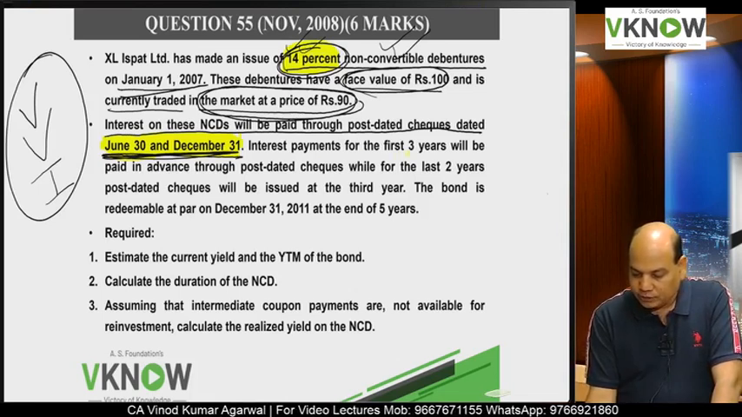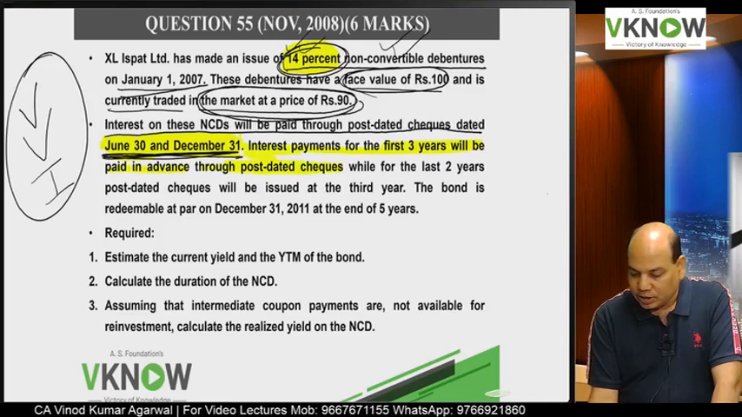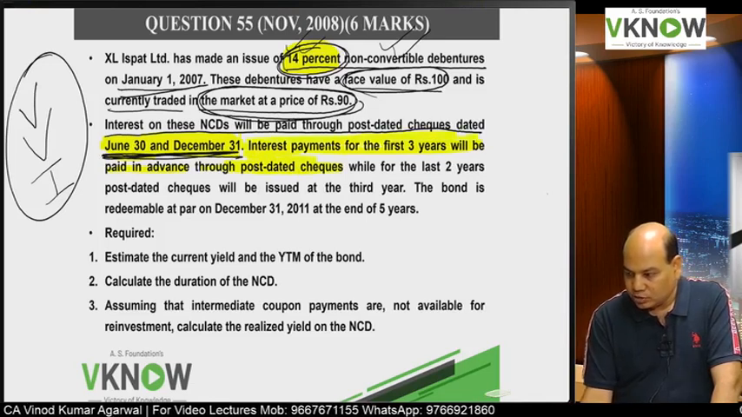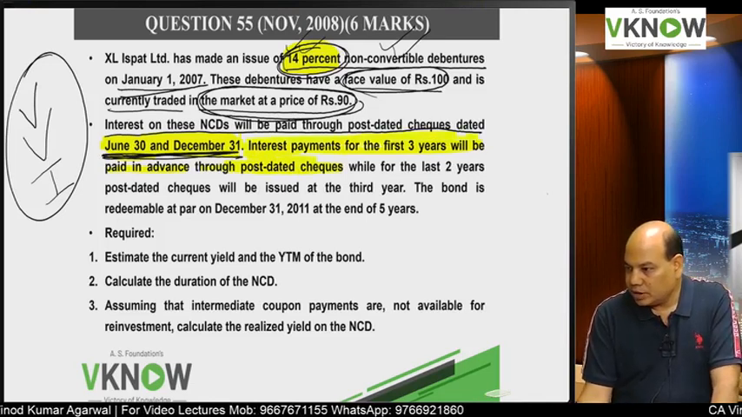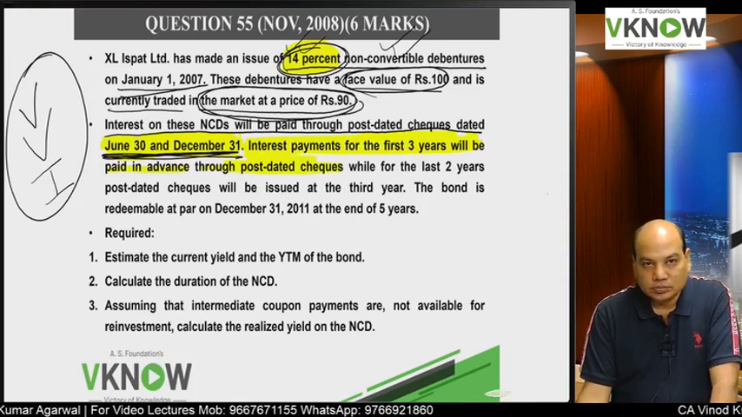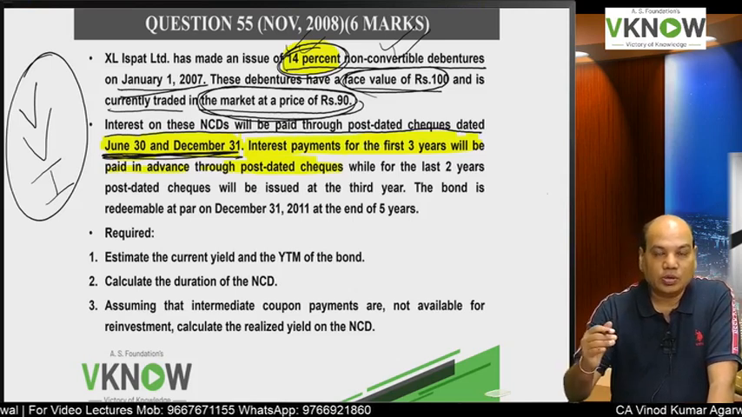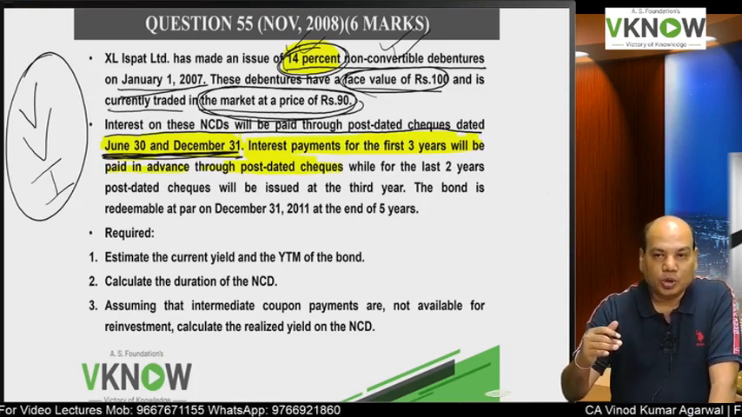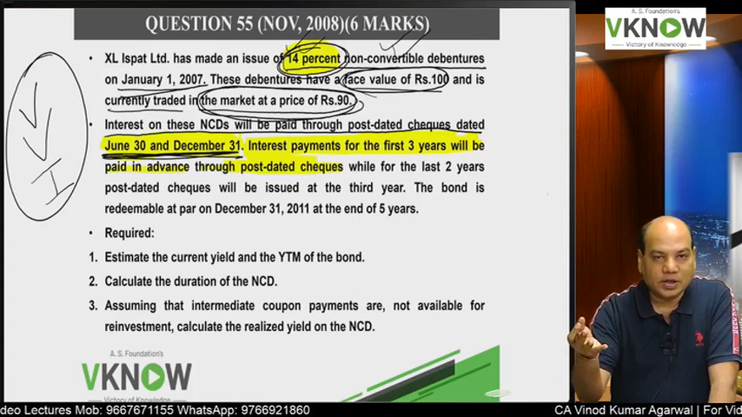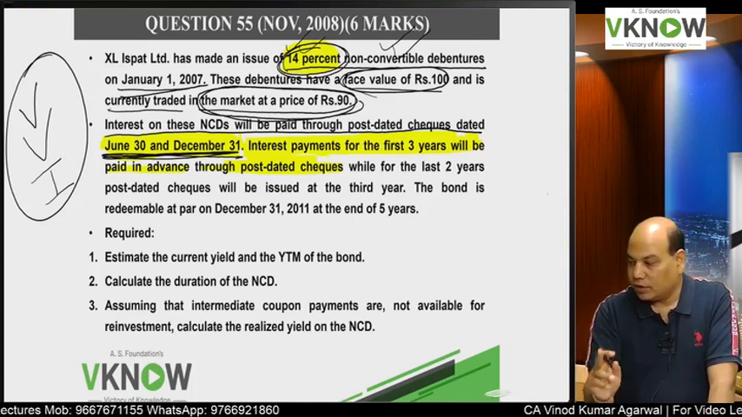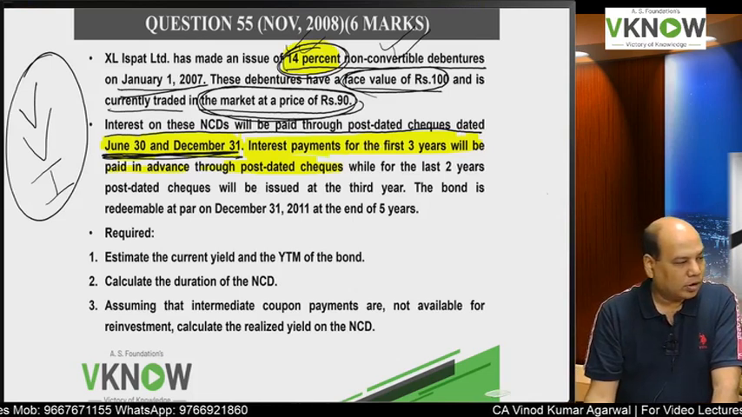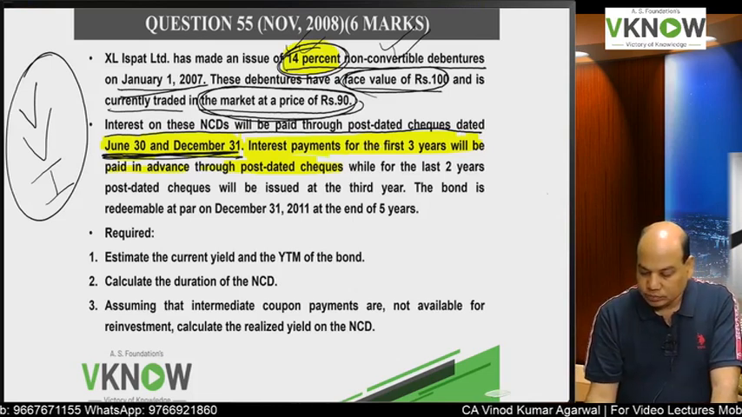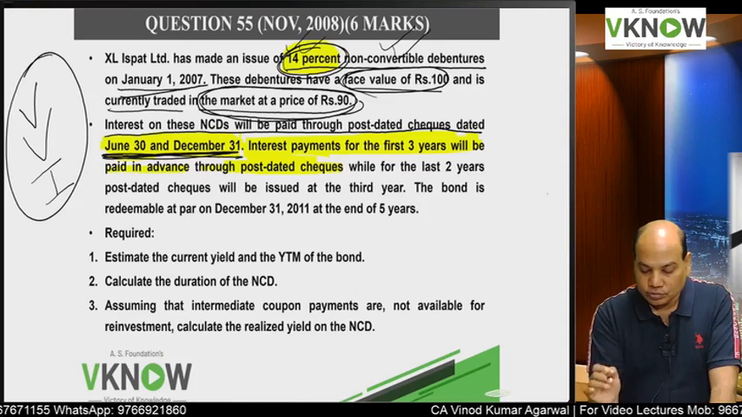Interest payment for the first 3 years will be paid in advance through post-dated checks. Does it make a difference in your answer? Say yes or no. You are going to pay, but you are going to issue post-dated checks. So the amount will be transferred to the bondholder account only on the respective date. So this line will not affect your answer. Very good. Unnecessary, given to confuse you.